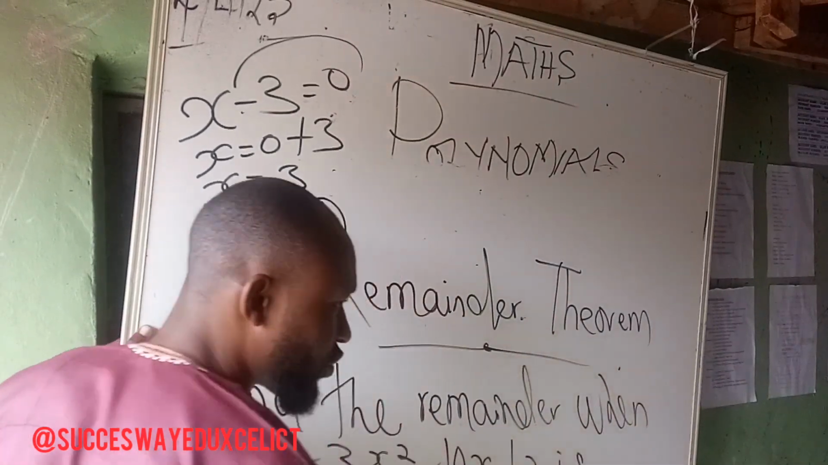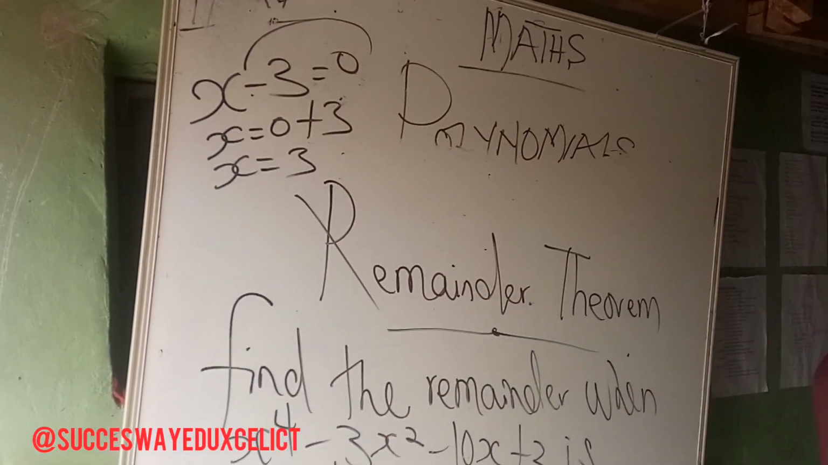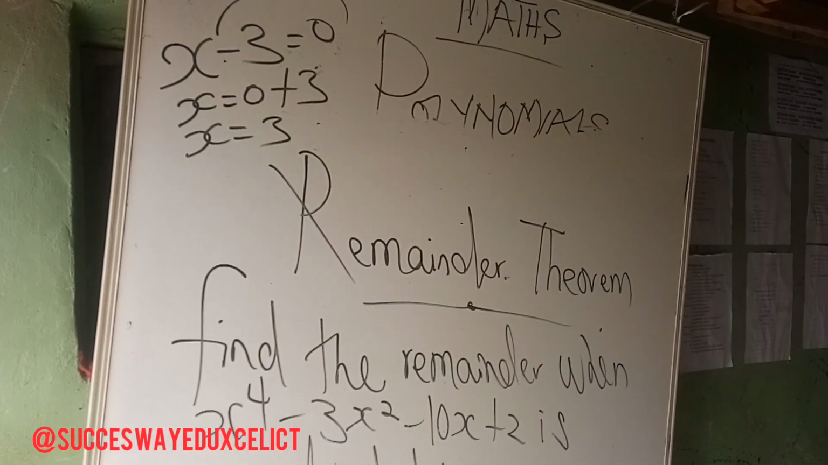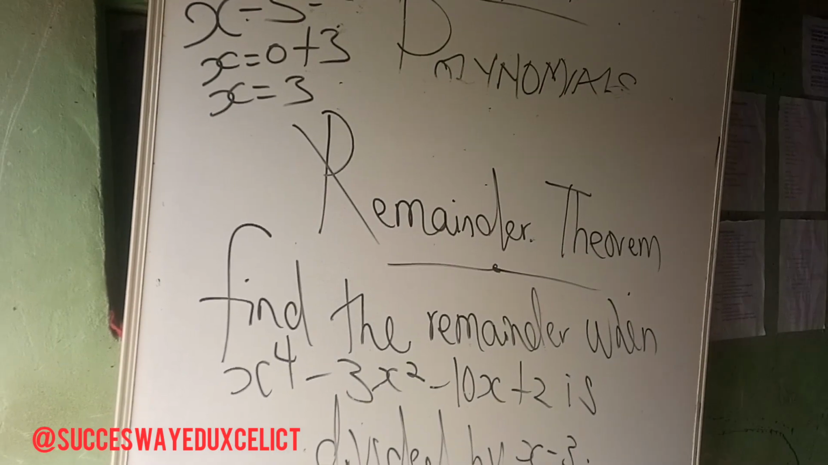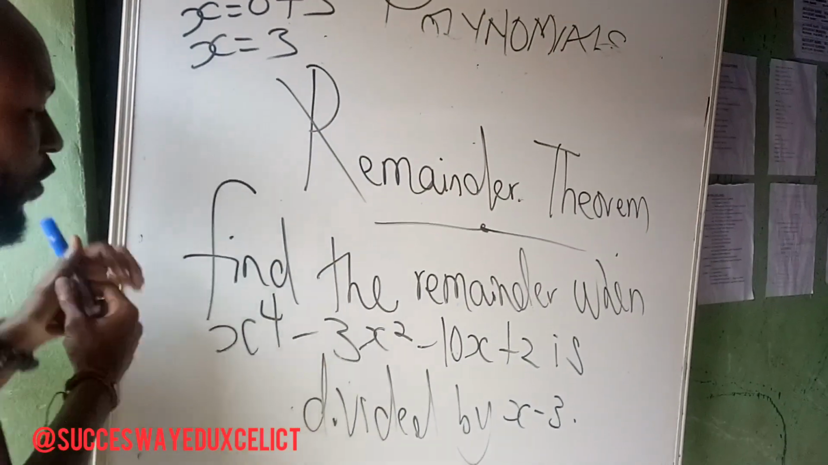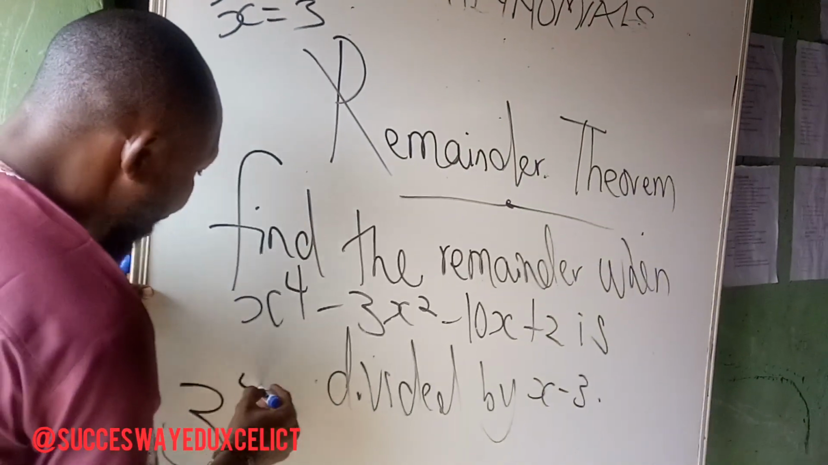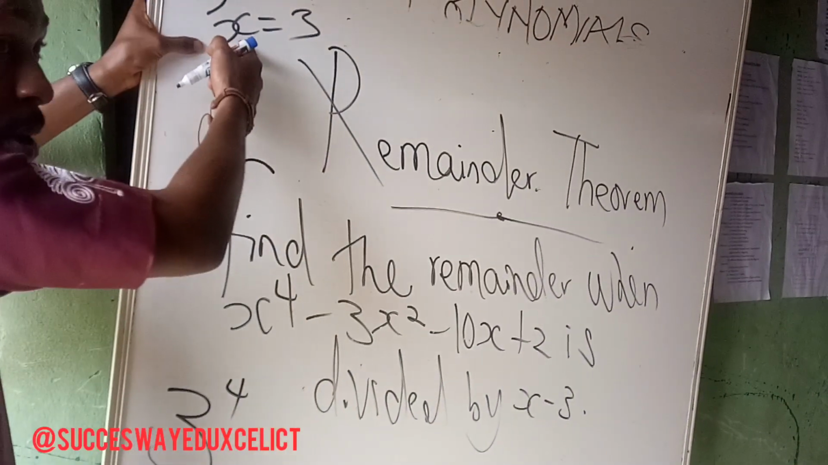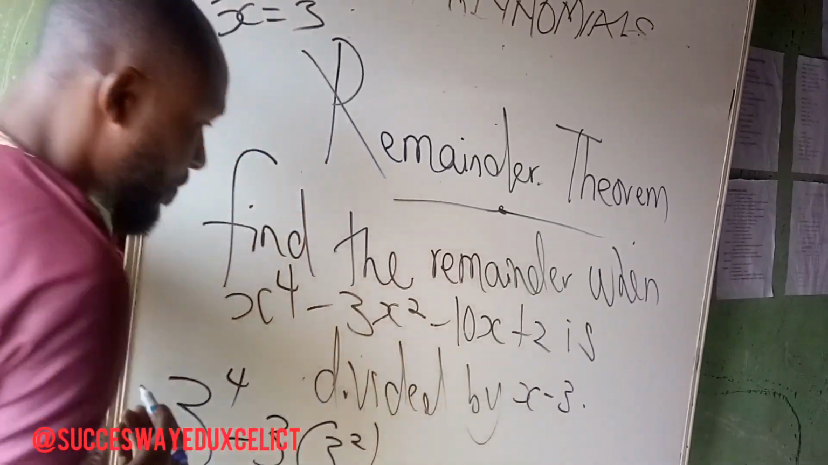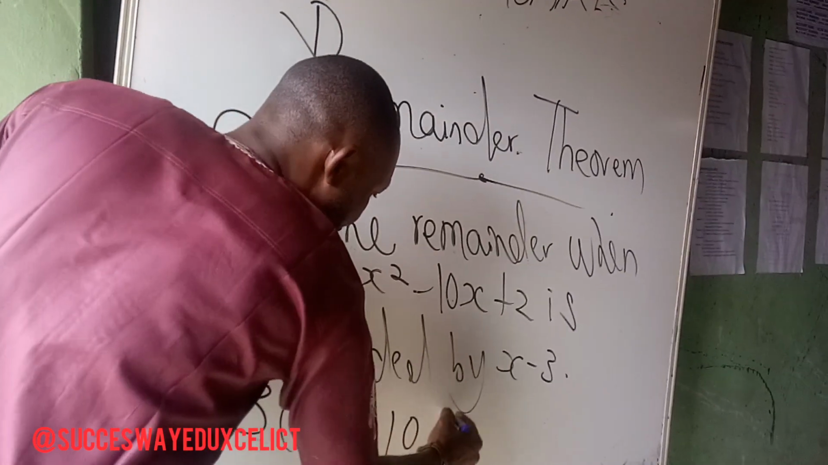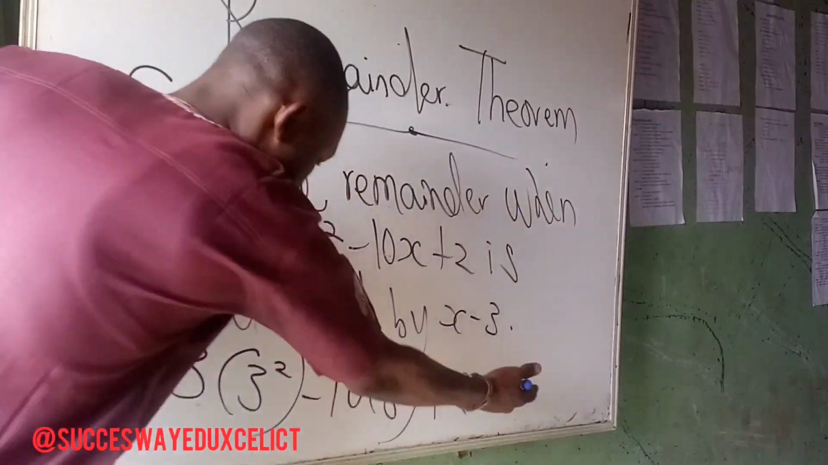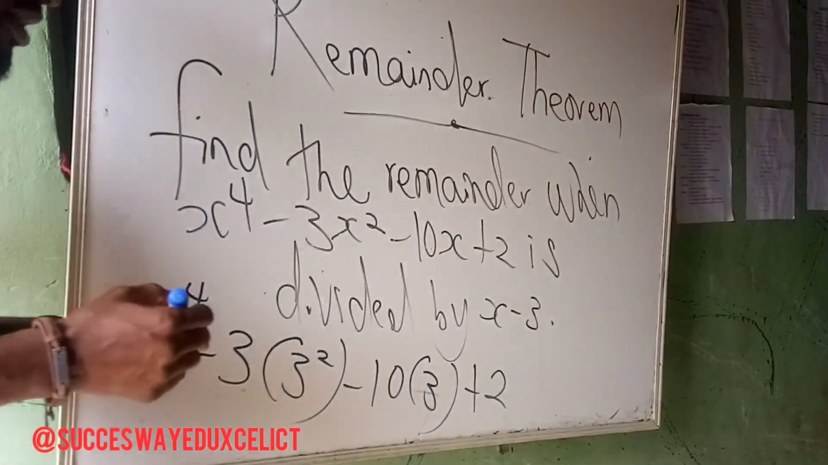Plus 2. Whatever it gives to you, that serves as your remainder. What is the answer? X raised to power 4, that is 3 raised to power 4, because I've gotten our x to be 3 here, minus 3 into 3 square, close the bracket, minus 10 into 3, which is the value of x, plus 2. Solve this out and tell me your final answer.